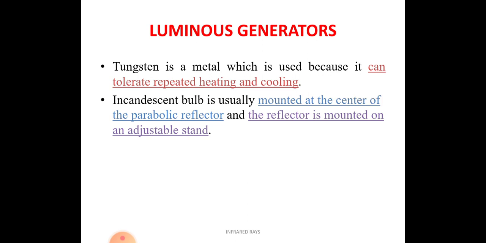Now this type of bulb is incandescent. I already told you, incandescent means they produce light when they are heated. They will usually be mounted at the center of a parabolic reflector, and this reflector will again be on a stand.